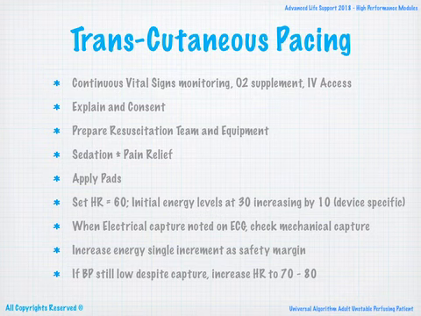The next step is to set the heart rate at 60, set initial energy levels at about 30, and increase by about 10. That will depend slightly on your device. When we increase by 10, we get to a point where the electrical capture is noted on ECG. Then we check for mechanical capture by feeling for a pulse. If that is there, increase the energies by a single increment after that as a safety margin to get to a heart rate of 60. If the machine is capturing the heart and there's mechanical capture at 60 and the BP is still low despite the capture, increase that heart rate to about 70 or 80 and recheck the vital signs again.